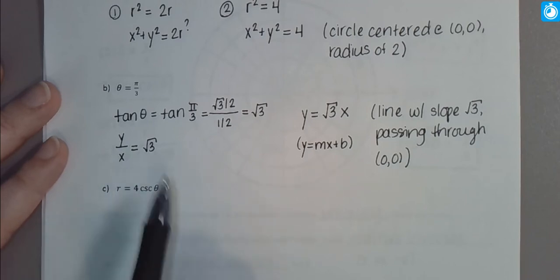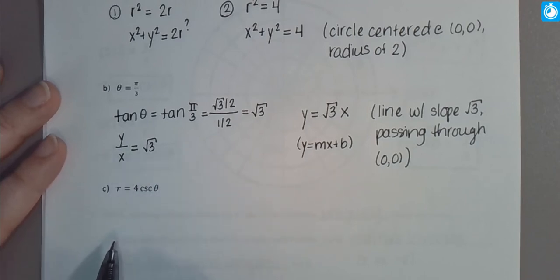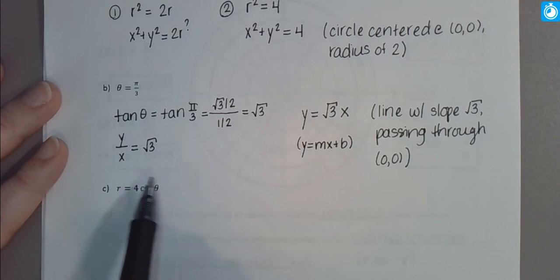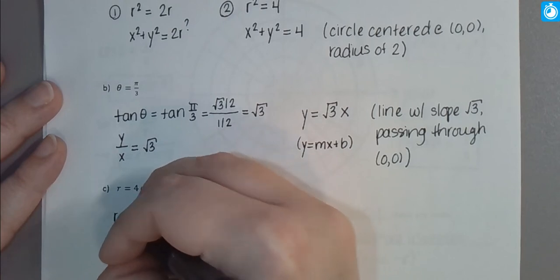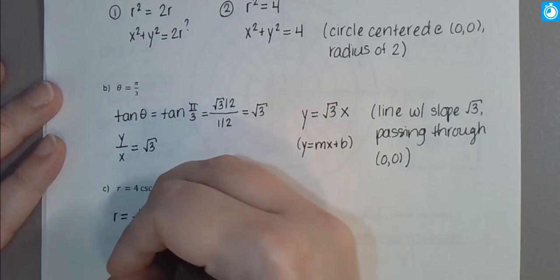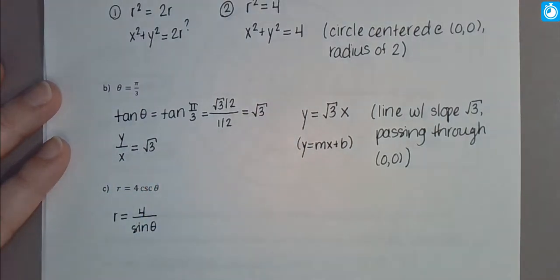So in order to put this in a form where we can apply a conversion, it's going to be a good idea to go ahead and write cosecant in terms of sine. So we could rewrite this as r is equal to 4 divided by the sine of theta. So we know cosecant is equal to 1 over sine. That means 4 becomes our numerator.